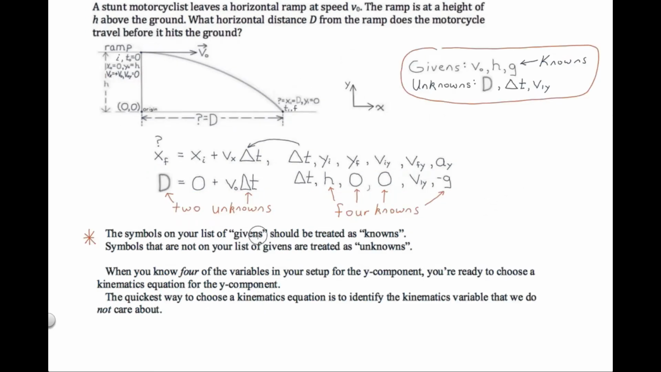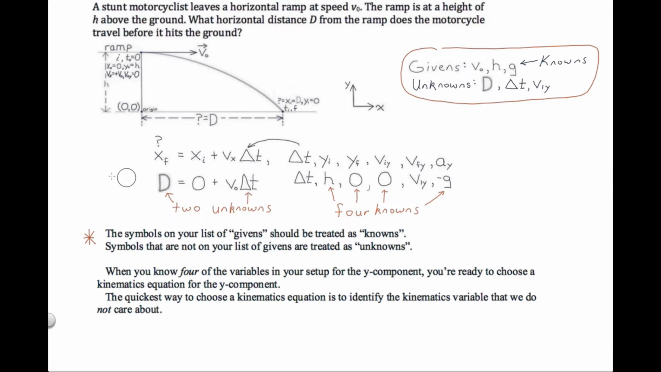Remember that the symbols on your list of givens should be treated as knowns. V sub naught, h, and little g are on our list of givens. So V sub naught, h, and little g should be treated as knowns. On the other hand, symbols that are not on your list of givens should be treated as unknowns. Capital D, delta t, and V sub 1y are not on our list of givens. So capital D, delta t, and V sub 1y should be treated as unknowns. Our x equation still has two unknowns, capital D and delta t, so we're not ready yet to solve the x equation.